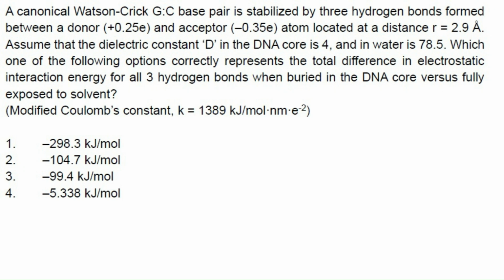Now, we have to use the modified Coulomb's constant K, that is equal to 1389 kilojoule per mole nanometer per e square. Now, our options are: first, minus 298.3 kilojoule per mole; second, minus 104.7 kilojoule per mole; third, minus 99.4 kilojoule per mole; and fourth, minus 5.338 kilojoule per mole.